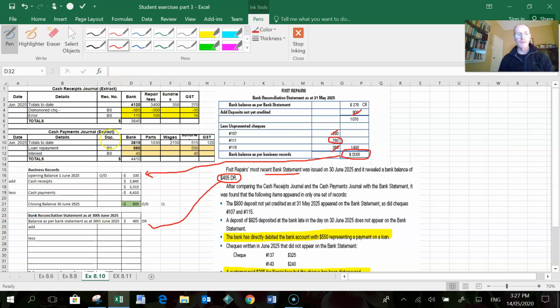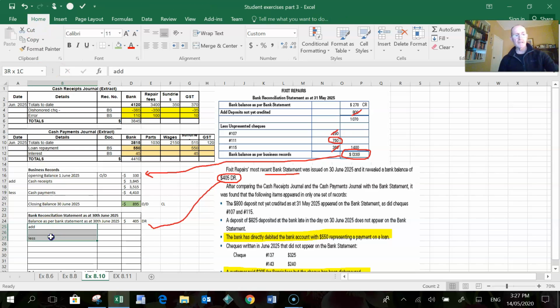So over here, notice we've got less and add. Let's change that because we've got an overdraft. Right? So I'm going to add the unpresented checks. There's no point adding deposits not yet credited because they make it go the other way. So unpresented checks I'm going to add, and I'm going to grab the first one, which is number 111, and that is for $750. Right?